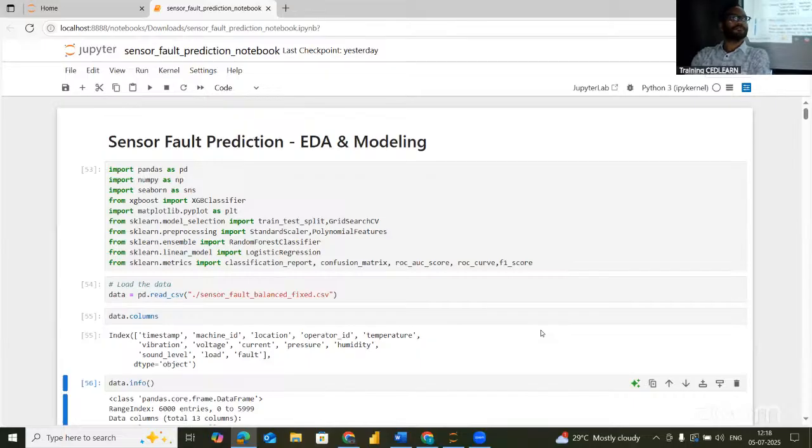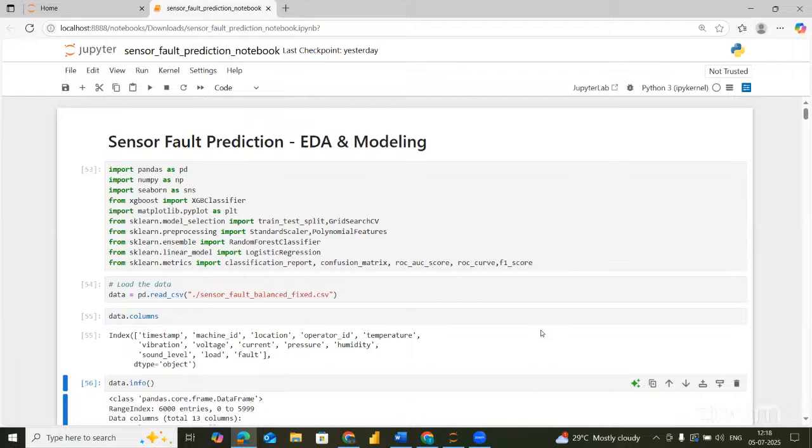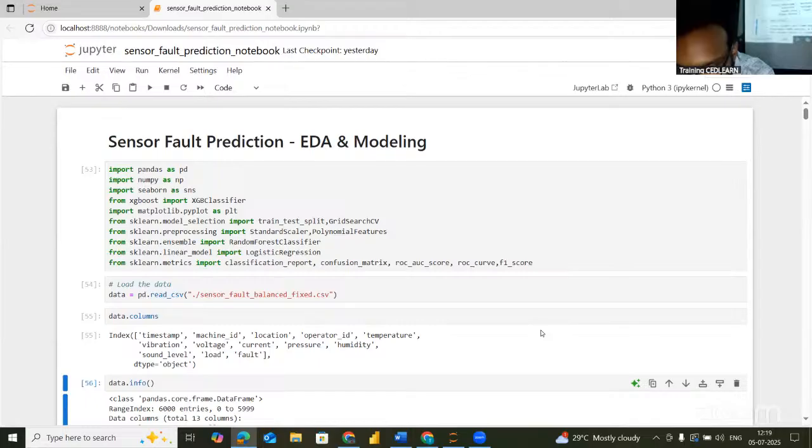Any other doubts? Have you used this sensor fault prediction in real time? No, I did a POC, a proof of concept, for a client.